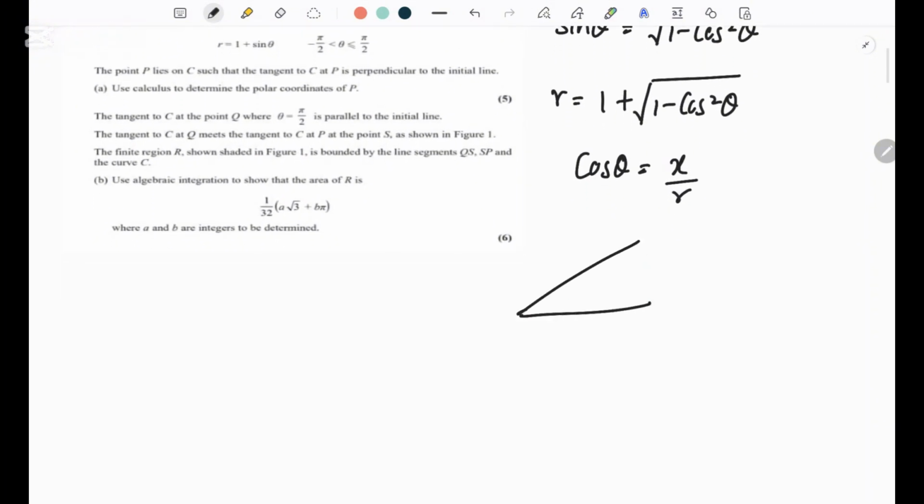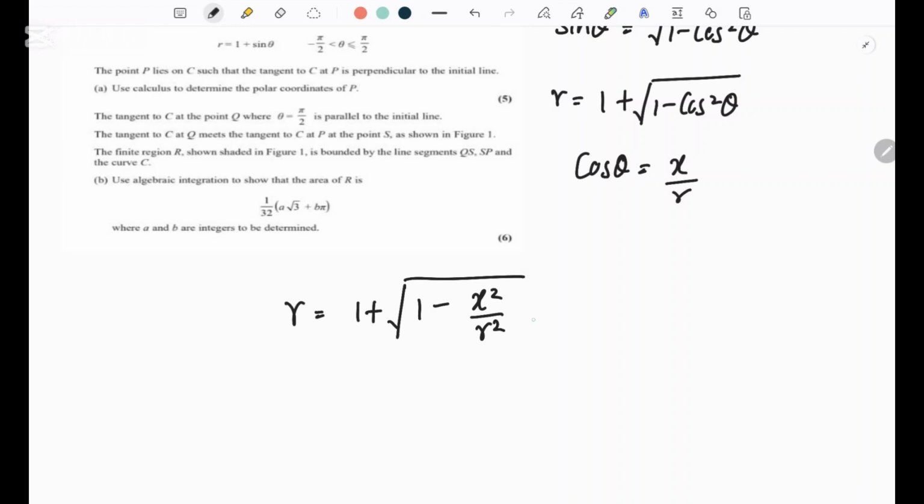If you draw a right angle triangle, this is x, this is y, this is theta, and this is r. So cos theta equals adjacent over hypotenuse, x over r. So now you could write r equals 1 plus root 1 minus x squared over r squared. Then you can write r minus 1 equals root 1 minus x squared over r squared.